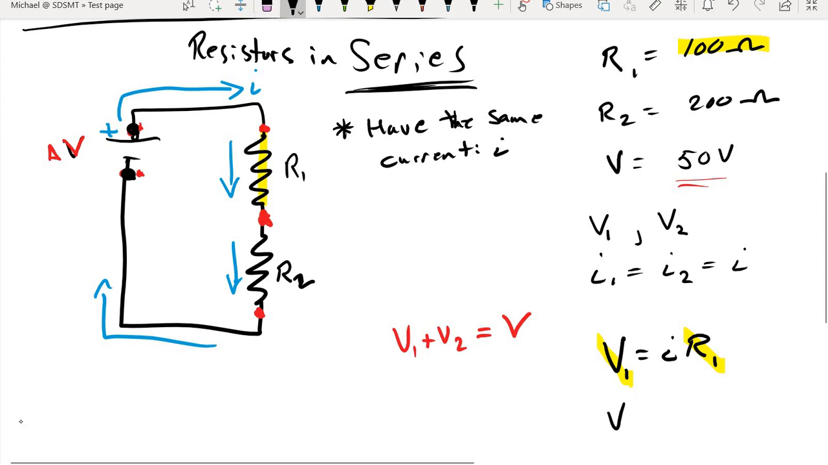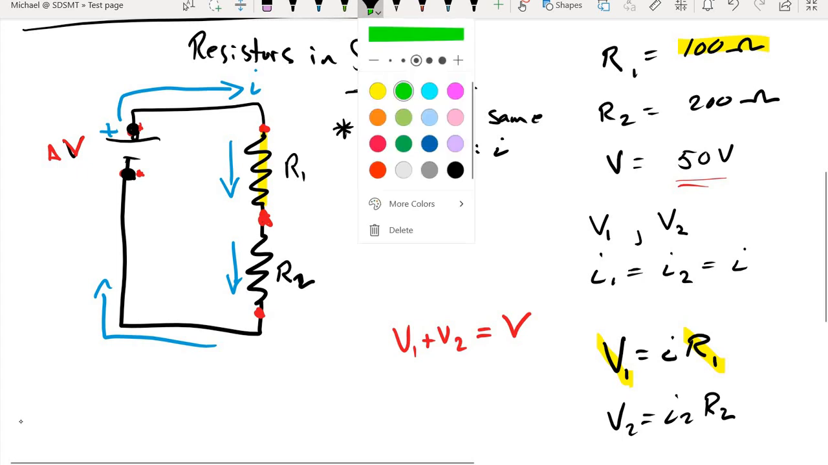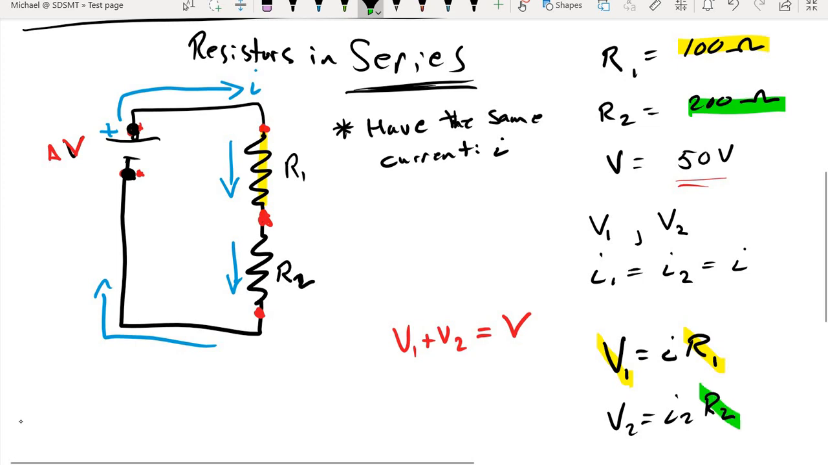Likewise, if we apply Ohm's law to the second resistor, well, our second resistor has a resistance value of 200. There is going to be some potential difference across resistor 2, but we have to have the same current I running through there. And so this information is going to be moved up into the equation that we just made with respect to the battery.